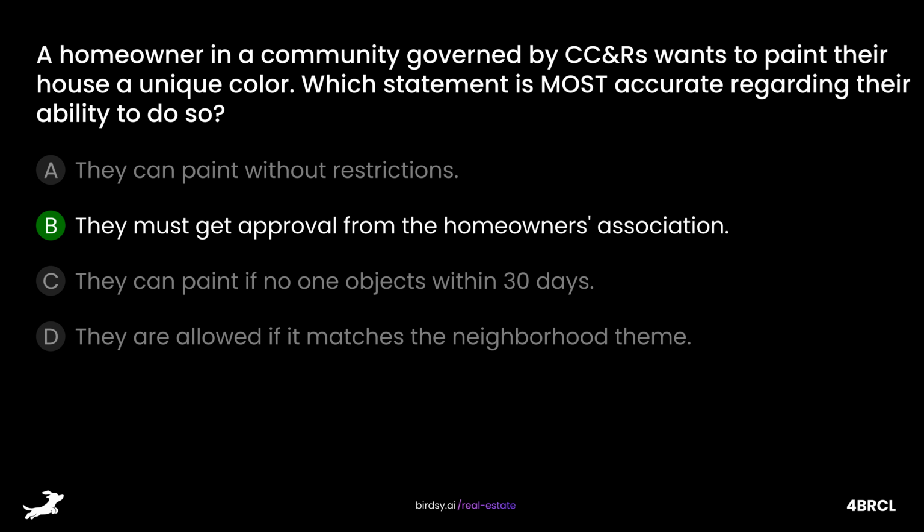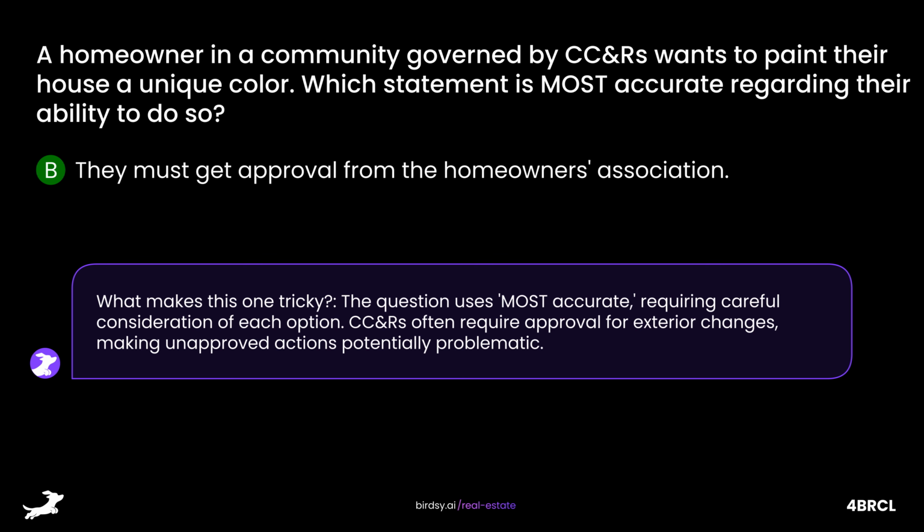The answer is B, they must get approval from the homeowners association. What makes this one tricky? The question uses "most accurate," requiring careful consideration of each option. CC&Rs often require approval for exterior changes, making unapproved actions potentially problematic.